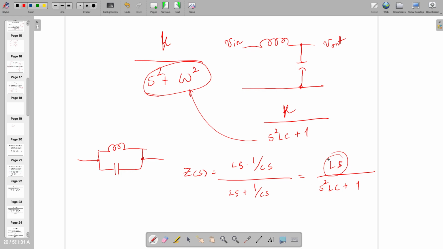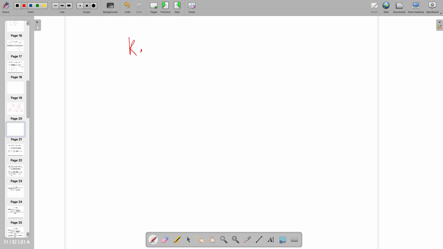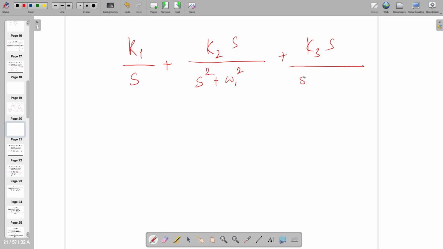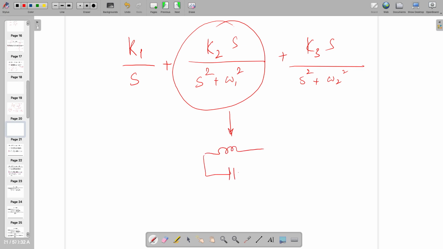But if this is the case, and if I want to draw the circuit which is not going into series but into shunt, then I am going to make a partial fraction in such a way that I get something like: first one was k1 by s, then the second has to be k2 s divided by s square plus omega 1 square, then k3 s over s square plus omega 2 square. This is going to give me this thing, like for both. And all these shunt elements will be in series because this is Z of s, right? Can you see the system?